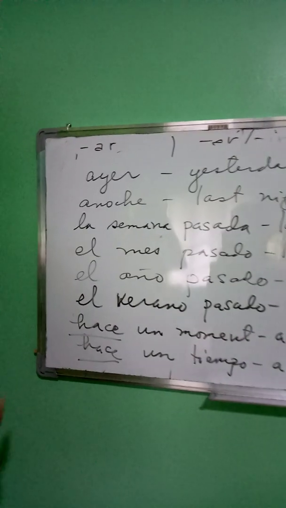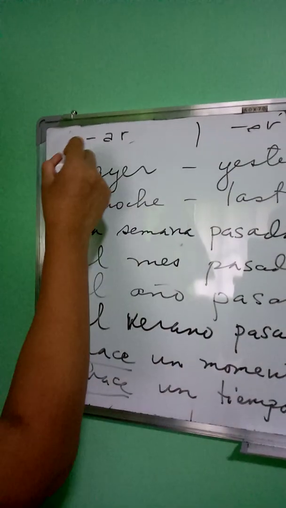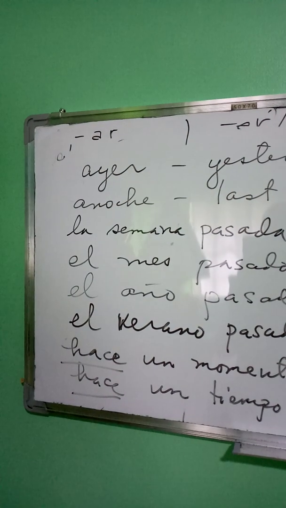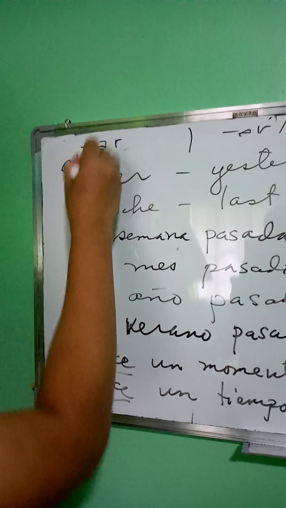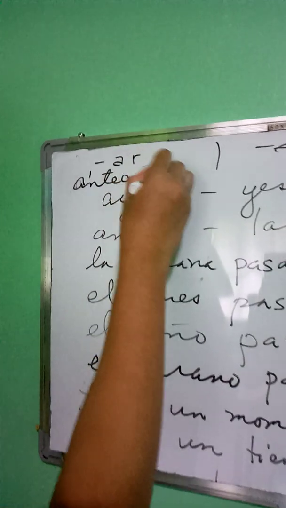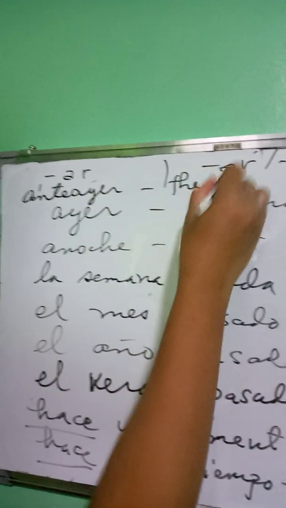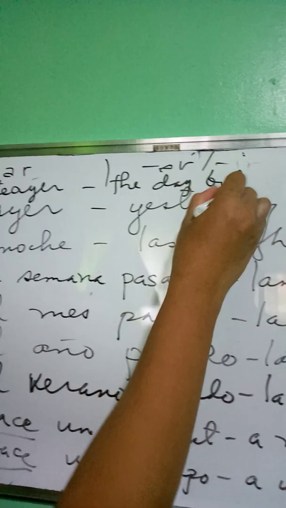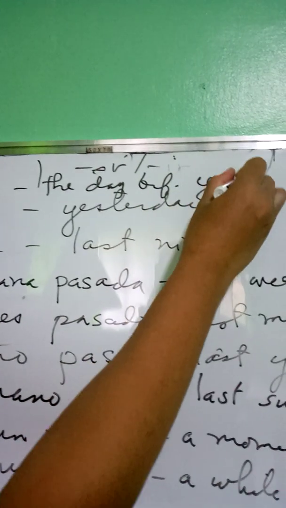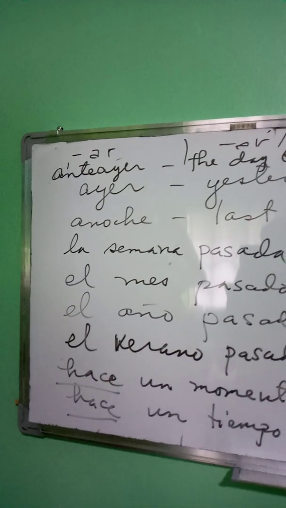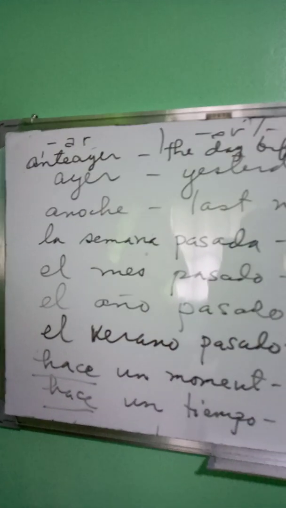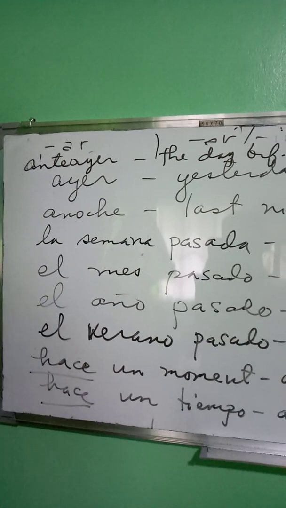So ayer is yesterday. How do we say the day before yesterday? We say it, anteayer. Anteayer. The day before yesterday. So that is how we say it. I told you these adverbs of time are usually placed at the end of your sentence.